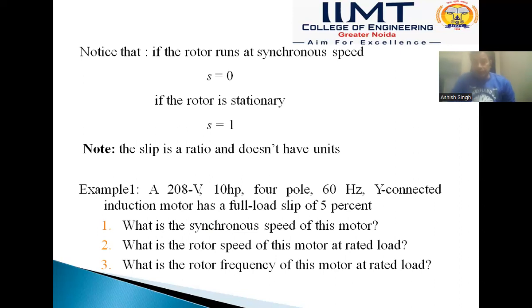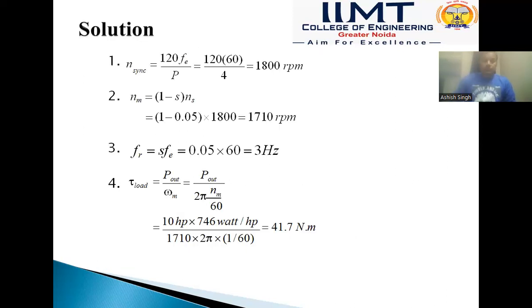rotor speed. As we know, the formula for slip equals Ns minus Nr upon Ns, and slip is given as 5%. So motor speed Nm equals (1 minus s) times Ns. First we have to convert percentage slip into fractional slip, so slip will become 0.05. So motor speed equals (1 minus 0.05) times Ns. We get the value of motor speed equals 1710 rpm.